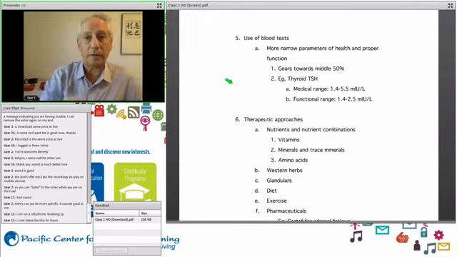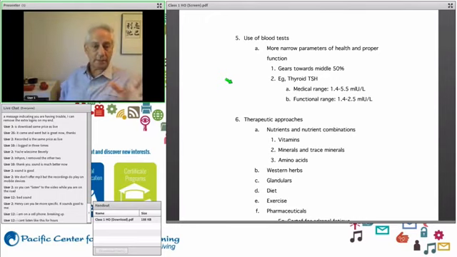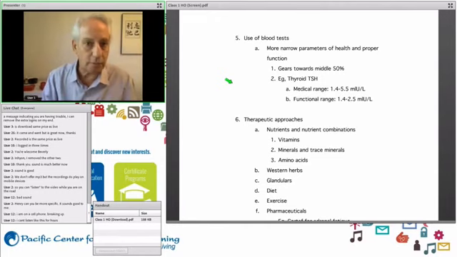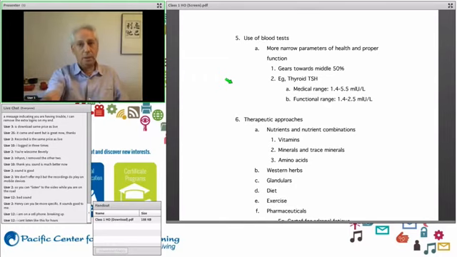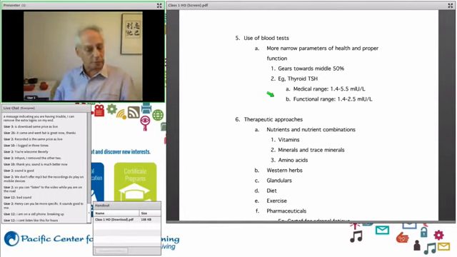For example, thyroid. In the conventional test, the medical range for TSH, they'll say it's 1.4 to 5.5. So if you have a TSH of 5, they'll say you're fine. It's not your thyroid, which is ridiculous because even the endocrinologists have said that the top end should be 3 on TSH. In the functional range, they'll put it at 1.4 to 2.5. So they'll put 2.5 as the upper limit of normal.